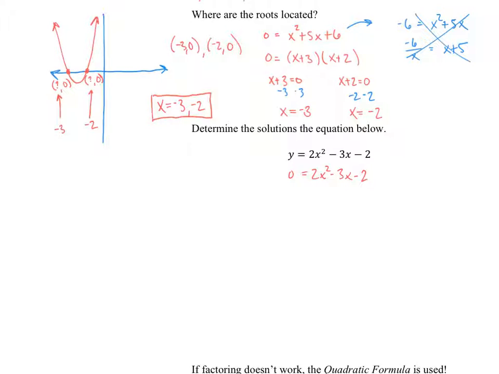The AM method isn't going to work. I already tried the GCF method. They don't all have a common factor. It's not a difference of squares. So we're going to run down our list of factoring methods and get all the way down to the grouping method. So I'm going to make a list of my factors of negative 4.